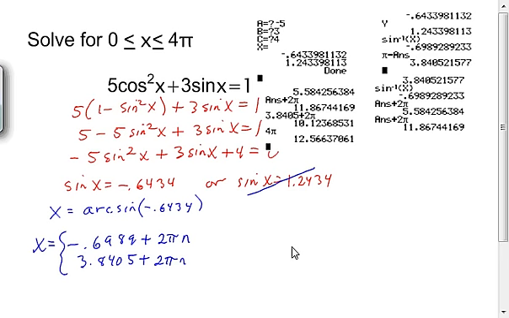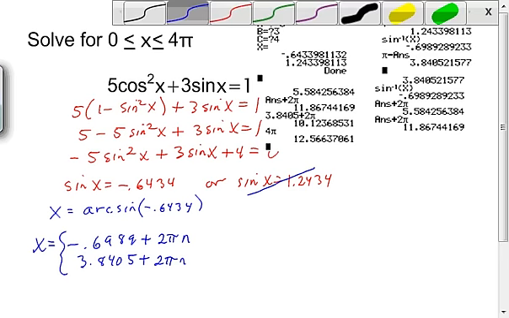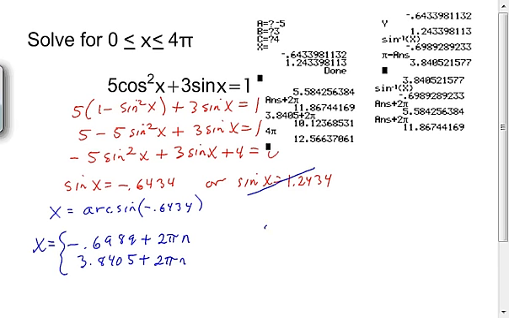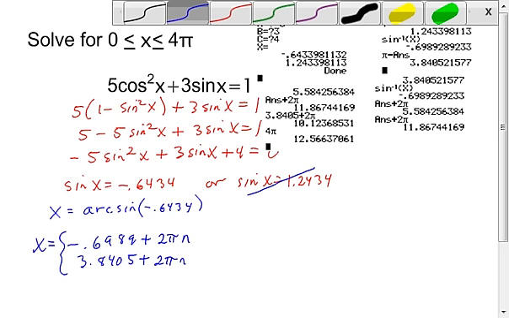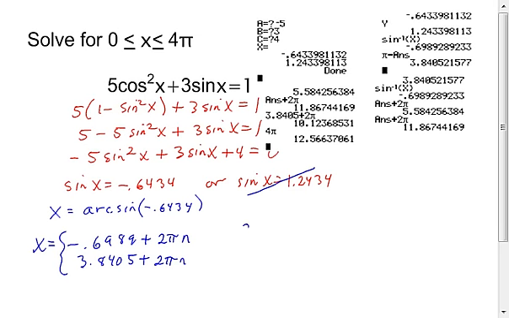Okay, so my solutions are, let's write them down in numeric order. First one is 3.8405, and then I've got 5.58.